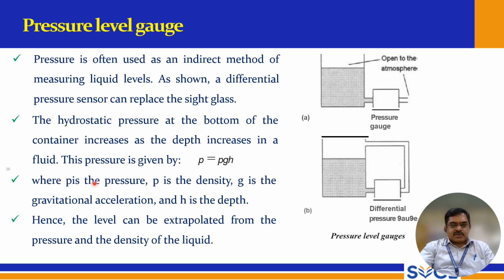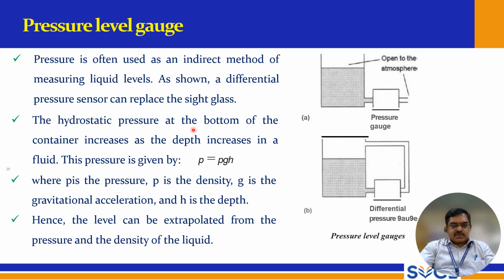And this is the pressure level gauge. So here, by measuring pressure, it is possible to see the level. Pressure is often used as an indirect method of measuring liquid levels. As shown, a differential pressure sensor can replace the sight glass. So it is very similar to the sight glass method, but here a differential pressure is used. Using this differential pressure between these two areas, the level can be measured.